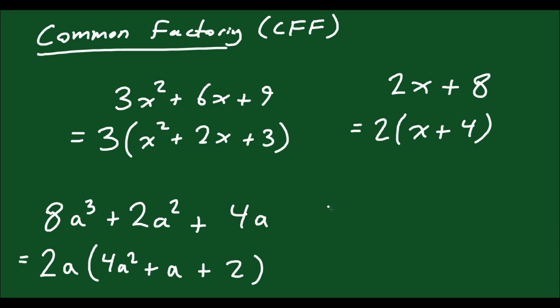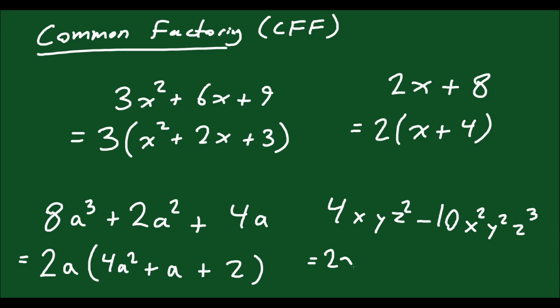Let's do one more. If you have 4xyz squared minus 10x squared y squared z cubed, what's the largest common factor or the greatest common factor? Well, let's start with the number part, right? There's a 4 and a 10. I think I can take out a 2. Look at the x's. I think I can take out 1x because this one here only has 1x to give.